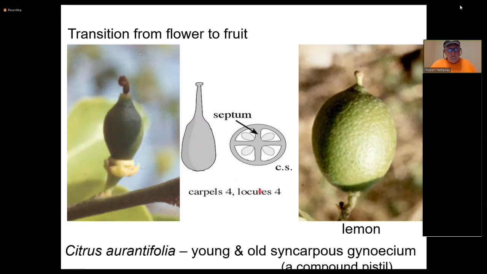So there's 4 carpels and 4 cavities. The locule is a fancy word for cavity, which is really what you saw on the luffa sponge when I started out. Okay, and the placenta is right here in the center, and you don't see the individual seed stalks.